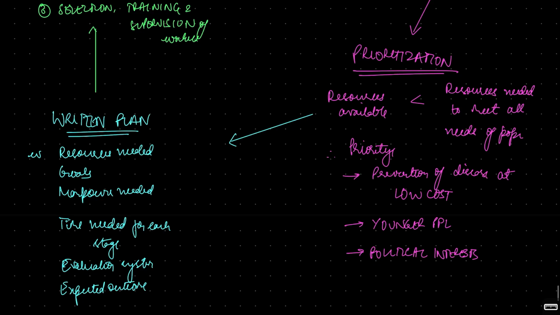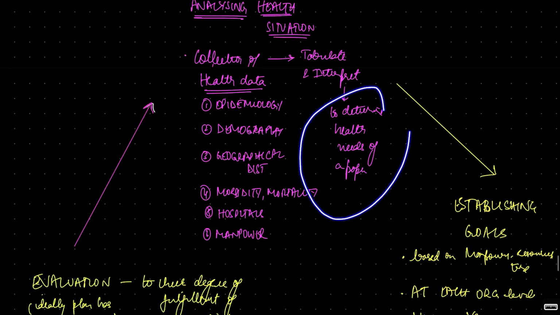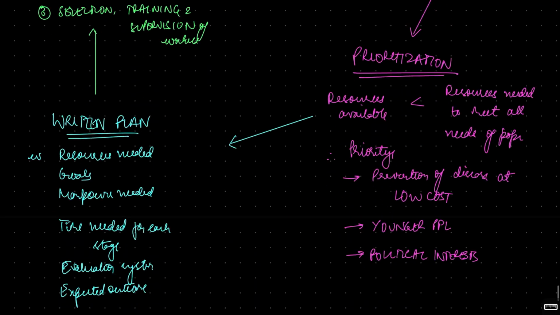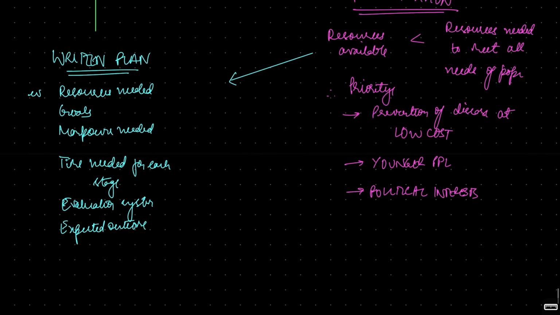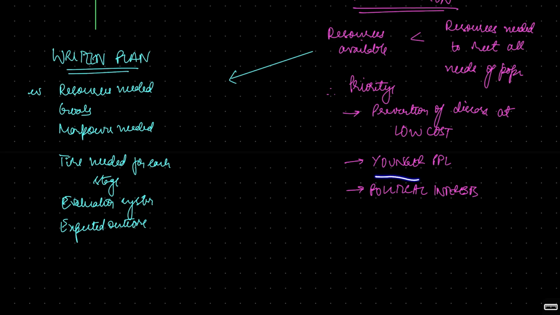See, the total amount of resources available will always be less than the resources needed to meet all the needs of the population. See, all the health needs of the population cannot be met because you simply don't have that many resources. So you have to prioritize some health needs over the other. How will you do this prioritization? You will do it based on whichever diseases can be prevented at a low cost, you will prioritize. Whichever disease, if you prevent, you will end up saving more of the younger population, you will prioritize. You always prioritize the young population over the old population.